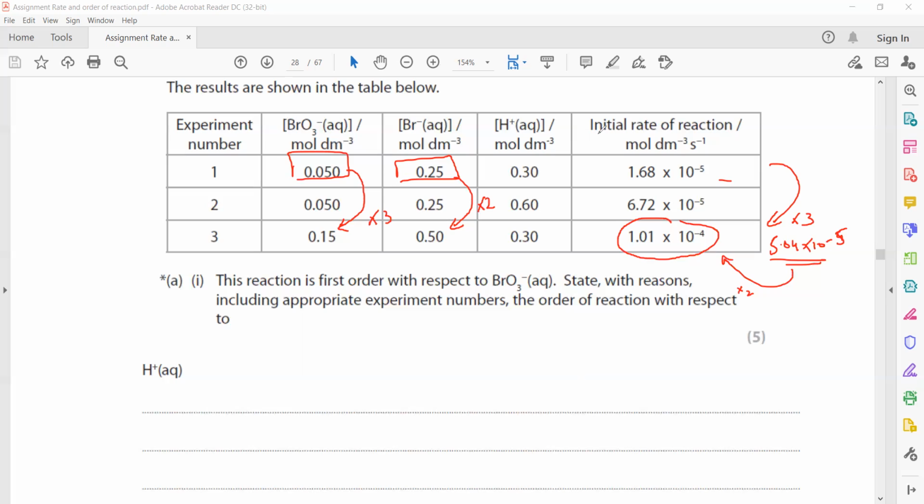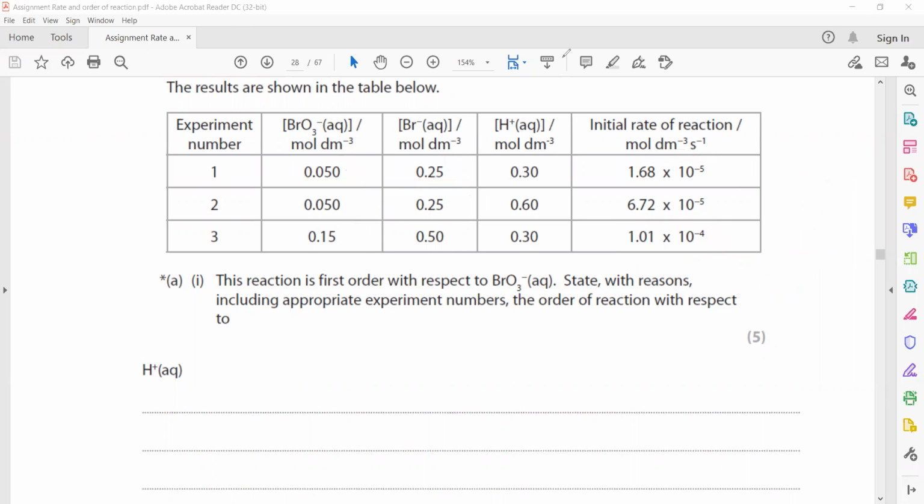Is it clear? Yes, sir, it's clear. Because as you can see, the rate first changes due to BrO3, and then the concentration of bromide ion is double, we find that the rate is also double, so it is first order with respect to bromide ion.